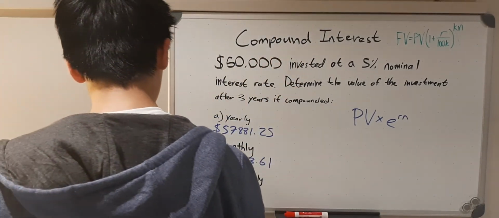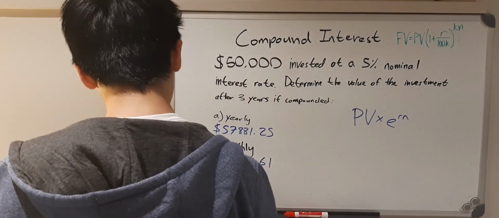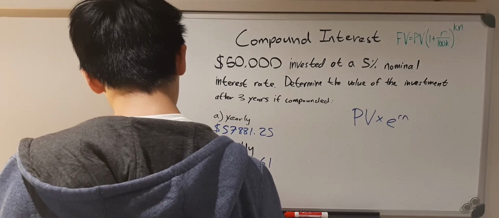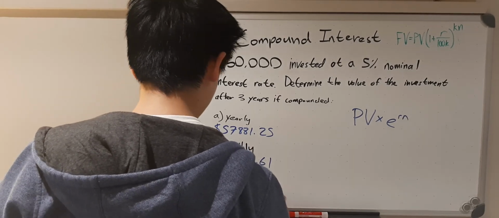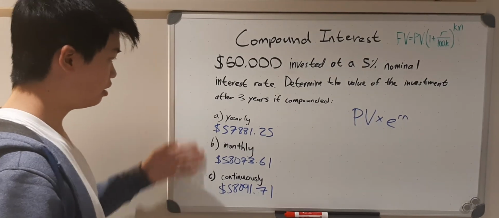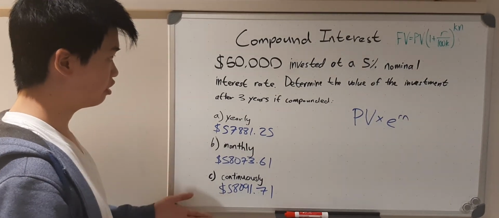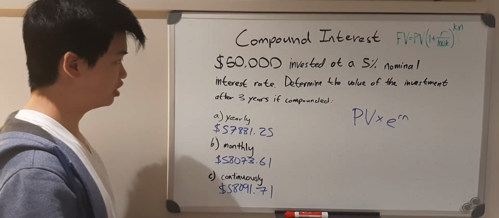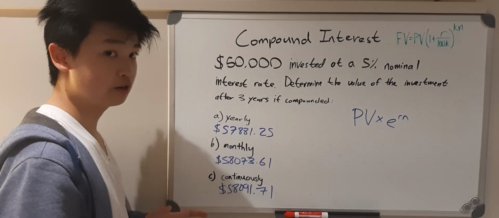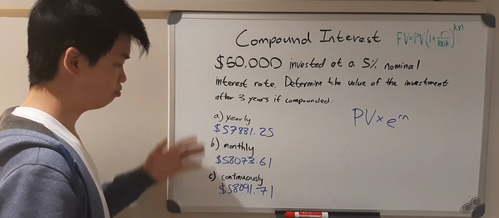we'll get around $58,091.71. So as we compound more frequently, our investment becomes greater over time, and these are the answers.